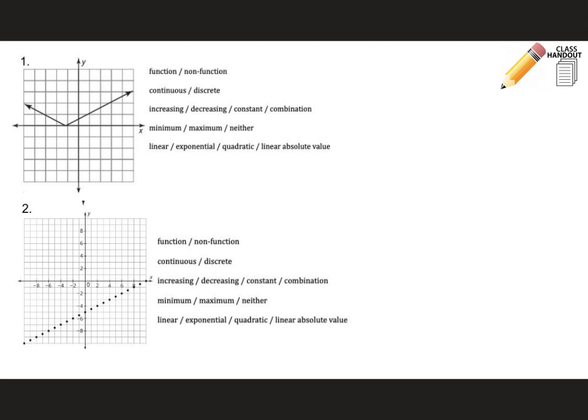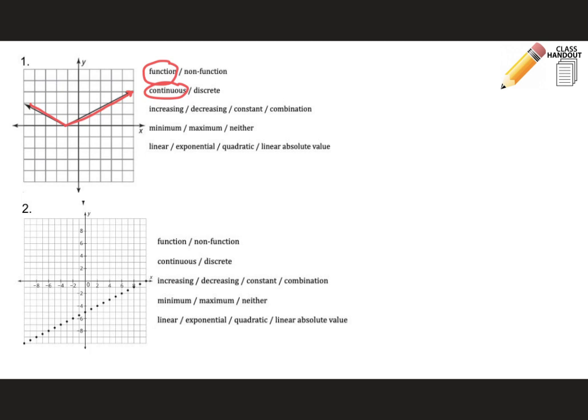So looking at number 1, this would be considered a function because if we do the vertical line test, our vertical line is never going to touch my quadratic more than once. So this is a function. Because it's completely connected, there are no breaks or anything. We're going to say that this is continuous.